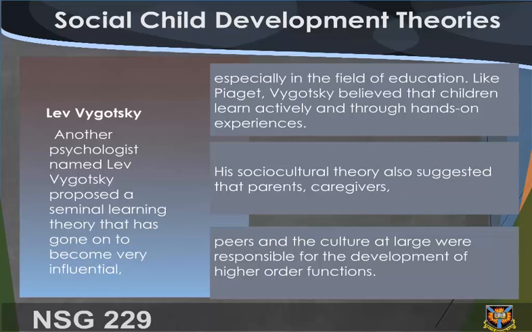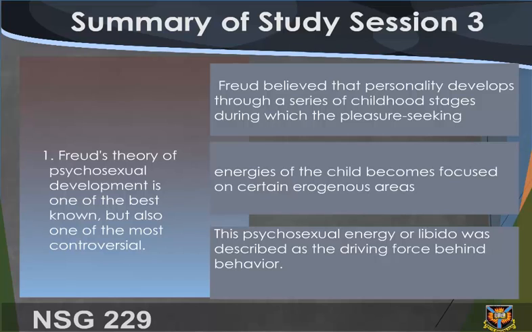Lev Vygotsky. Another psychologist named Lev Vygotsky proposed a similar learning theory that has gone on to become very influential, especially in the field of education. Like Piaget, Vygotsky believed that children learn actively and through hands-on experiences. His sociocultural theory also suggested that parents, caregivers, peers, and the culture at large were responsible for the development of higher order functions.